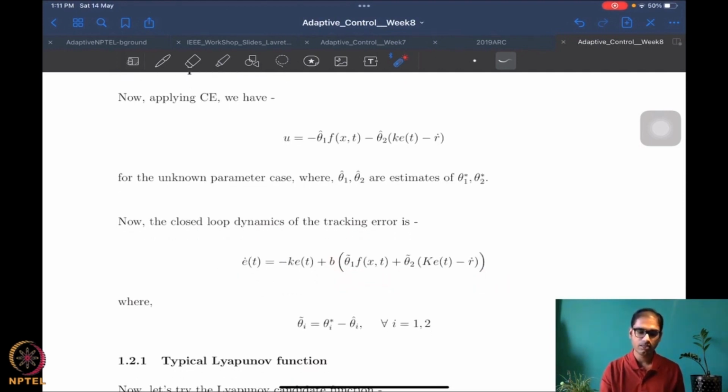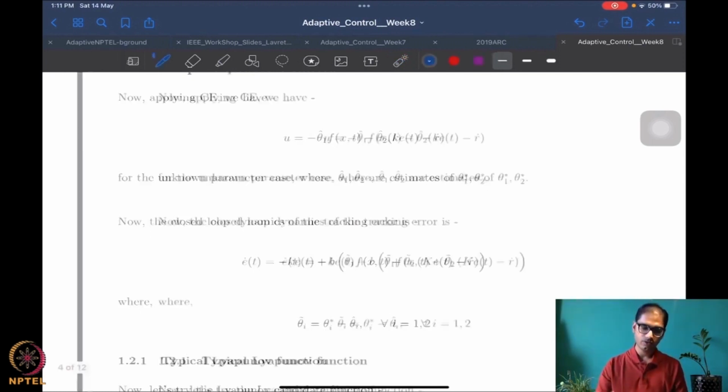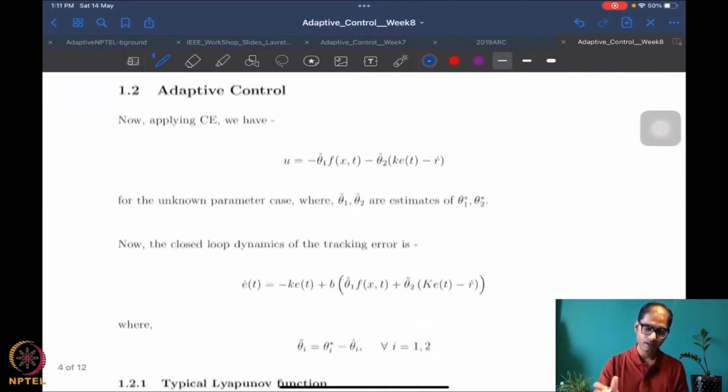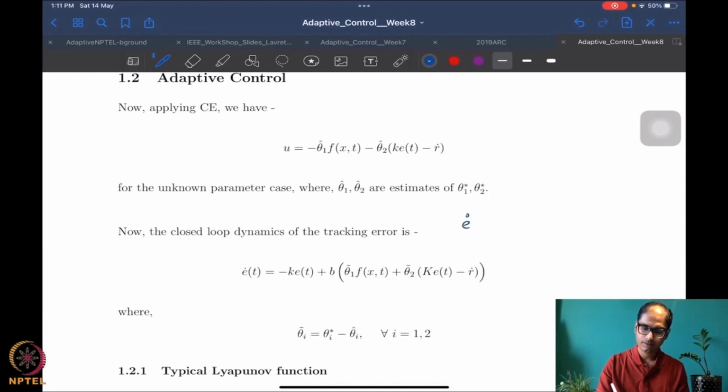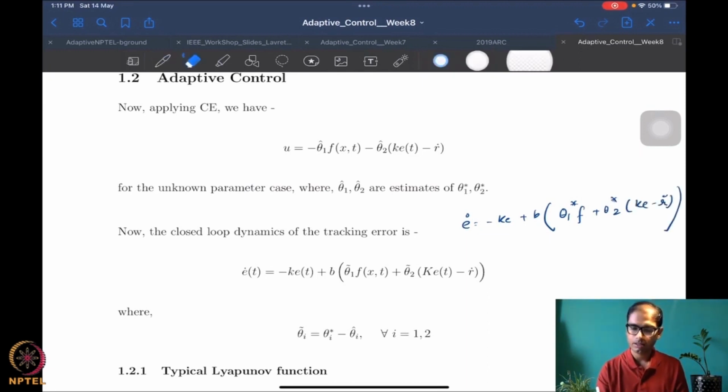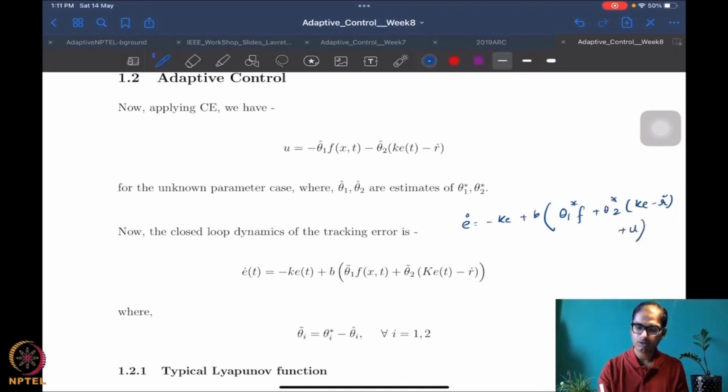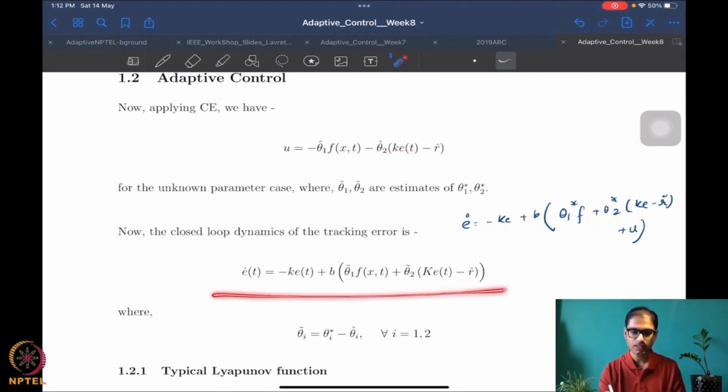This is very easy. I hope this doesn't confuse you. Because if you look at this, e dot is minus Ke plus B times theta 1 star F plus theta 2 star Ke minus R dot, plus a control. And now if you plug in this control here, and you keep in mind this definition, it's very easy to see that the hats will give you theta 1 tilde here, this hat will give you theta 2 tilde here, and that's it. This term remains as it is, this remains as it is, and that's all we have.